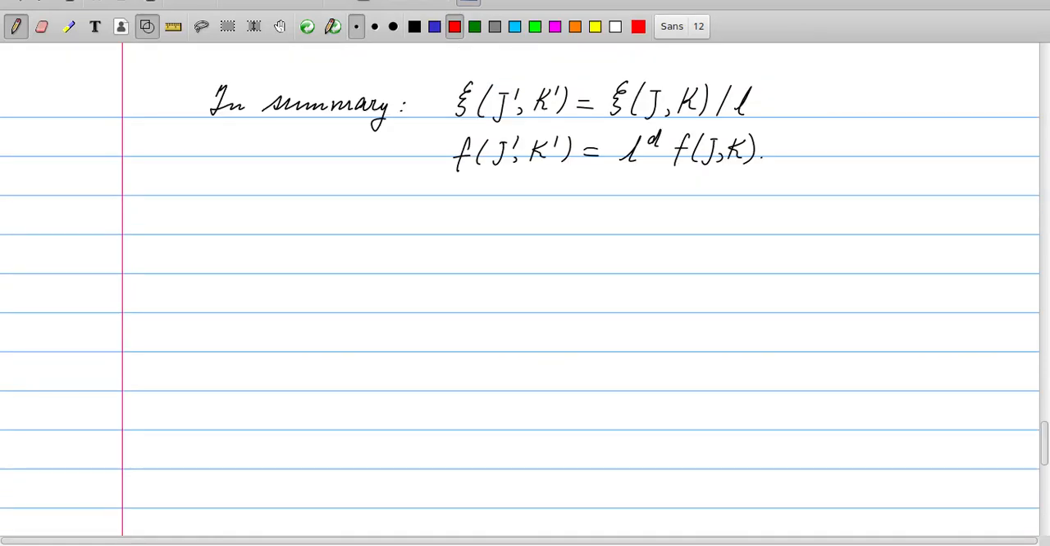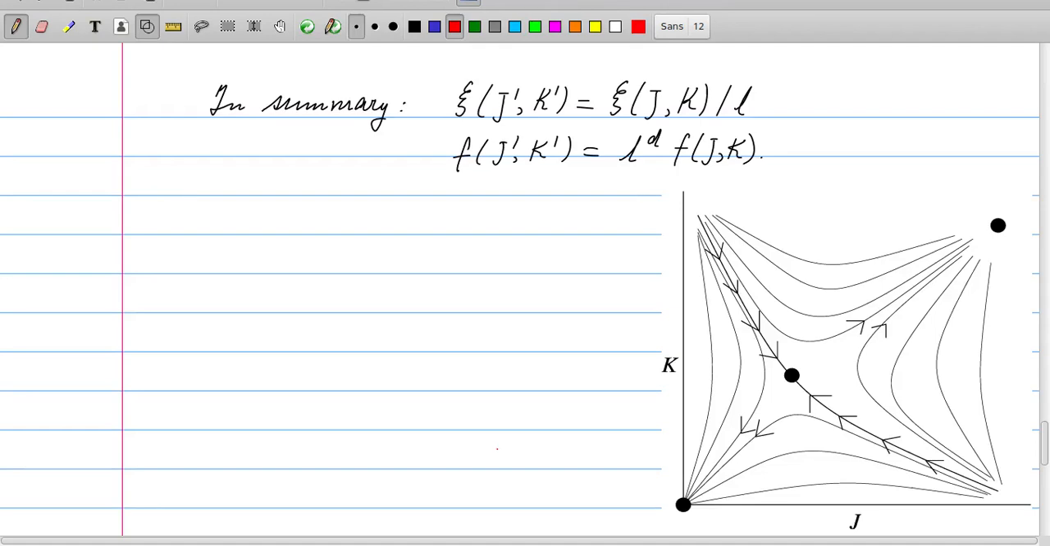So before we proceed, it's good to summarize what we have so far. The correlation length scales with 1 over L when we go from the old to the new system, from the fine grain to the coarse grain system. And what happens to the free energy? It is scaled by an extra factor of L to the power d. Now it turns out that the qualitative structure of this picture, together with these two relations, gives us extremely useful information about the critical exponents.